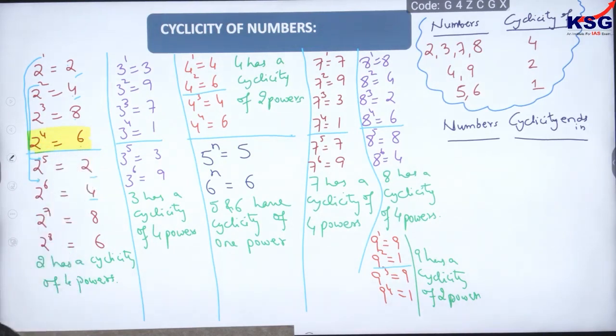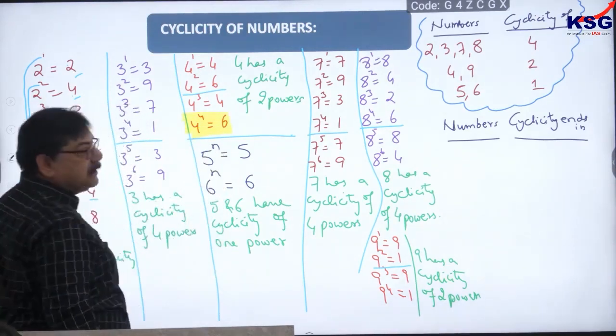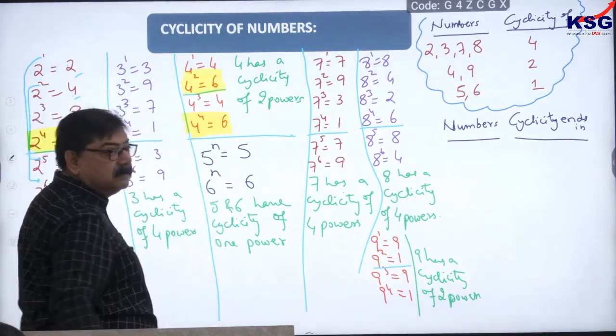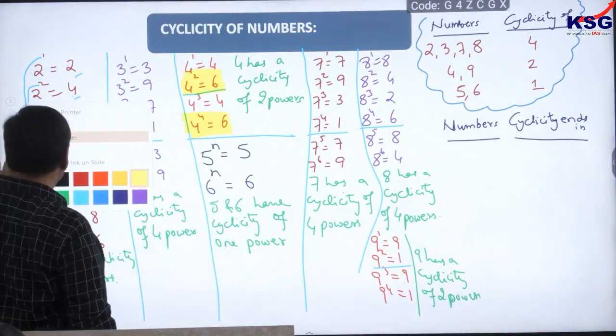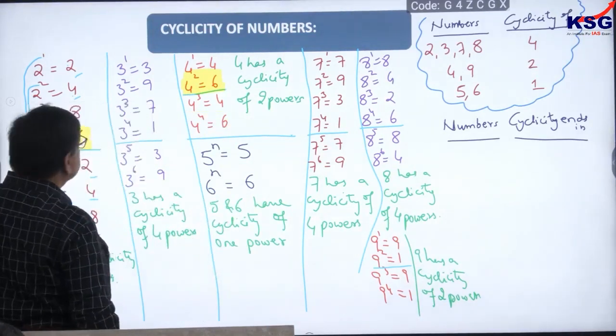Alright. Now, if you observe 4, 4 has a cyclicity of 2. So 4 squared, we go to 4 to the power of 2. What do you get? 6 here. Correct or not? Alright. So I'll just remove this so that there is no confusion.